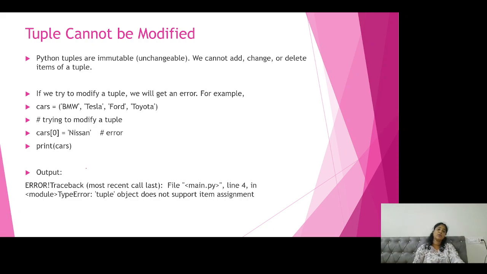As I said, it won't allow you to make changes. Unchangeable it is, meaning you can't add, change, or delete items. In this example, given one trial, we have a data type cars having BMW, Tesla, Ford, and Toyota. You are trying to modify cars of zero with Nissan. What happens? Cars of zero means this. You are trying to overwrite this with Nissan, but it is a tuple. You can't modify, so it generates errors. See.